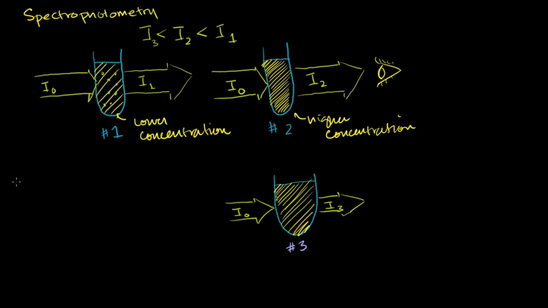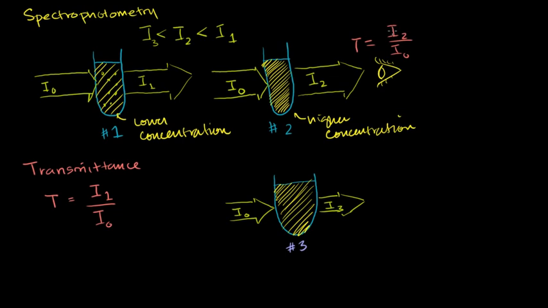So the first thing I will define is transmittance. When the people who defined it said, well, what we care about is how much is transmitted versus how much went in, let's just define transmittance as that ratio. The amount that gets through. So in this example, the transmittance of number 1 would be the amount that got through, over the amount that you put in. Over here, the transmittance would be the amount that you got out over the amount that you put in.